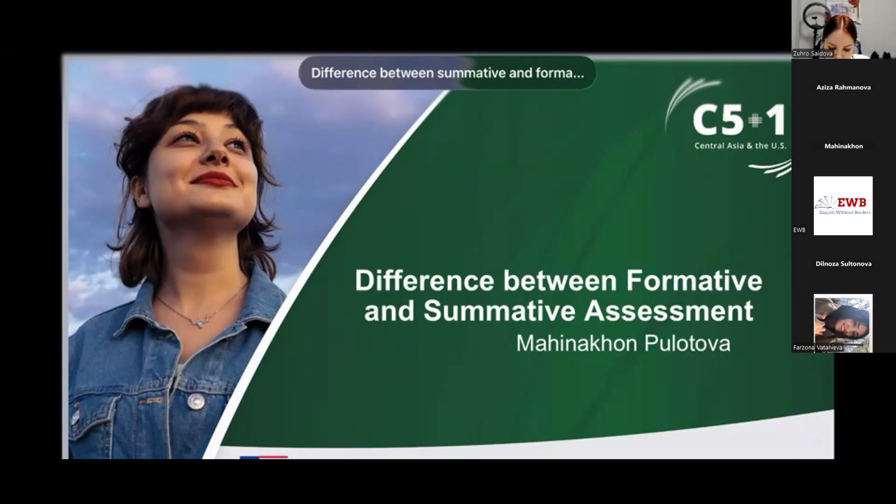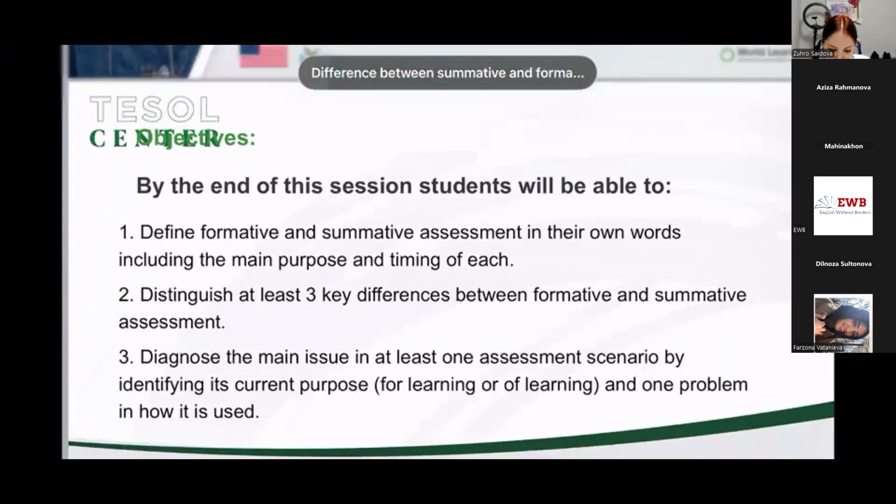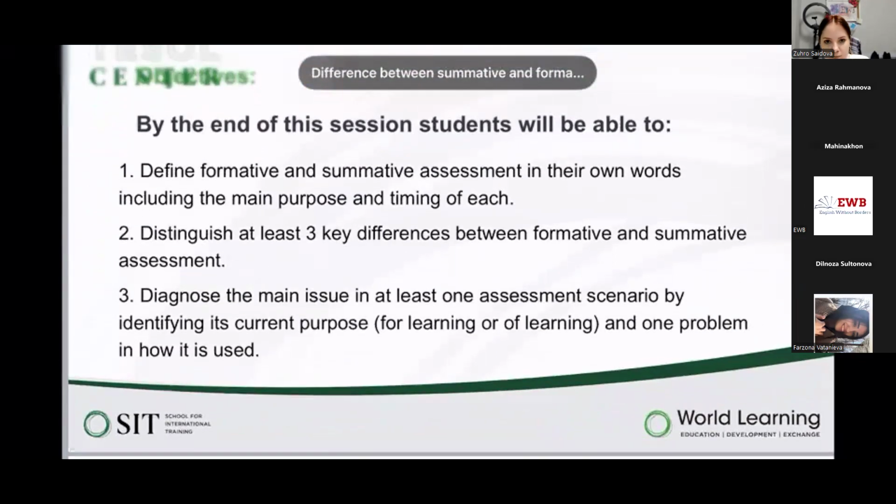And let's look at the objectives first. By the end of this session, you will be able to define formative and summative assessment in your own words, including the main purpose and timing of each. Distinguish at least three key differences between formative and summative assessment, and diagnose the main issue in at least one assessment scenario by identifying its current purpose, for learning or of learning, and one problem in how it is used.